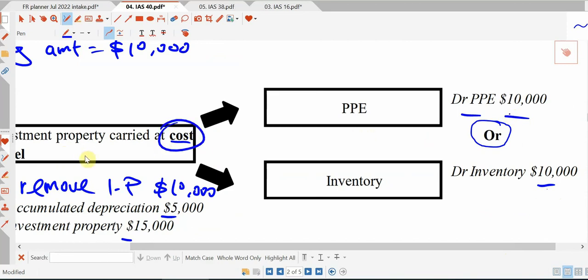Now, look at this. Cost model for investment property, right? When reclassified to PPE, can I use revaluation model? Yes, you can. Because this is a new starting point. So you do not need to follow back the cost model. You want cost model can, you want revaluation model also can. So this is a new starting point for your asset. We assume all these are new assets.